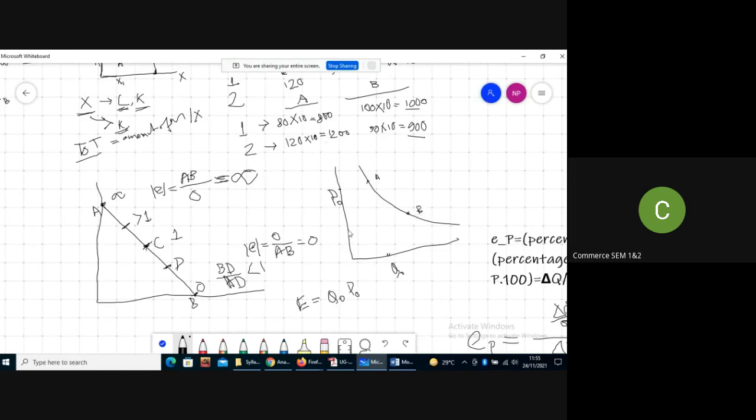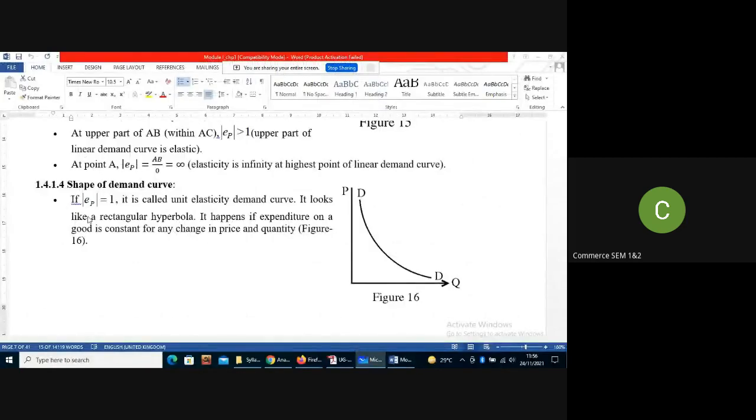Now if you are at any other point B, at point B the price is say P1 and quantity is say Q1. The expenditure at point B will also be equal to the expenditure at point A, that is Q1 times P1. So if for a particular demand curve the expenditure of the consumer does not change at any point, then the absolute value of elasticity will be equal to 1 at any point on the demand curve. This kind of shape of the demand curve, we call a rectangular hyperbola. Okay.